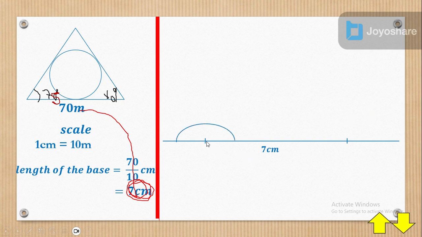You first of all draw a semicircle. You start by constructing the angle of 60.